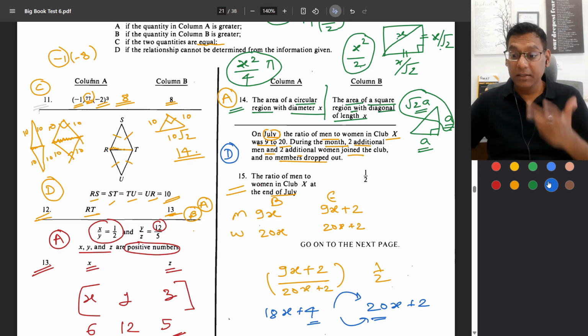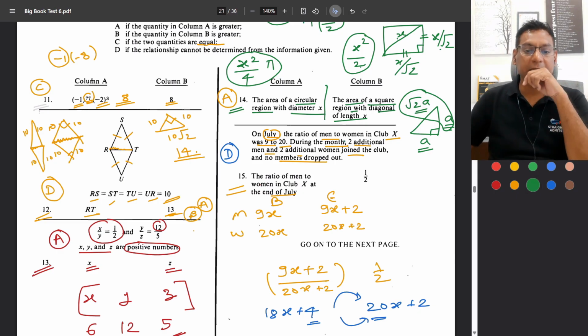Another way to verify that is to pick numbers. The simplest number is 9 and 20. I had 9 and 20, 9 men, 20 women.